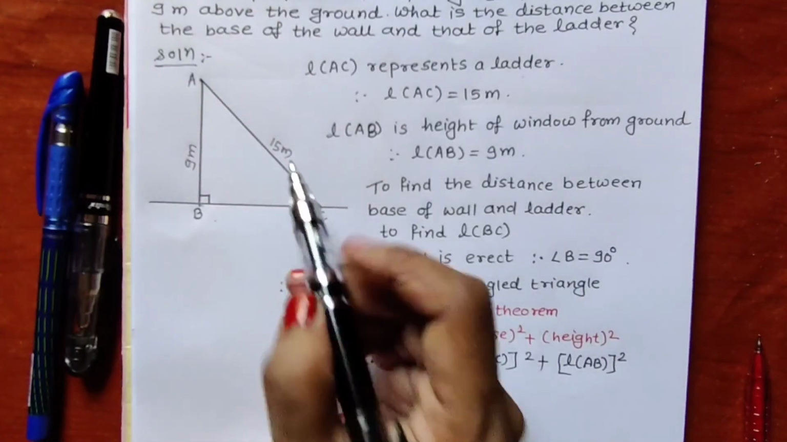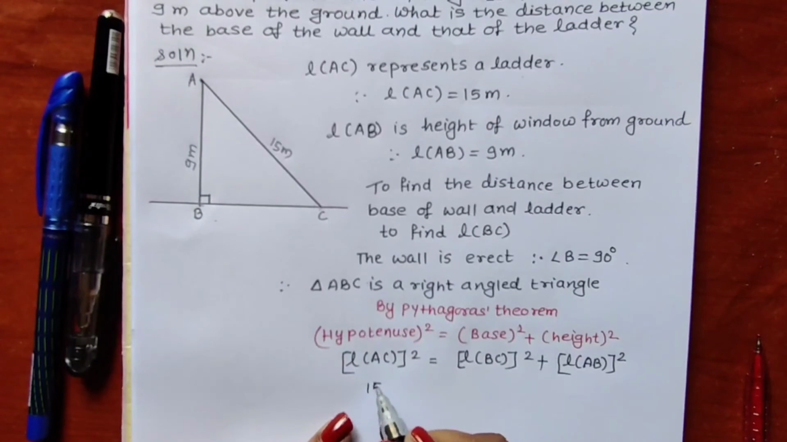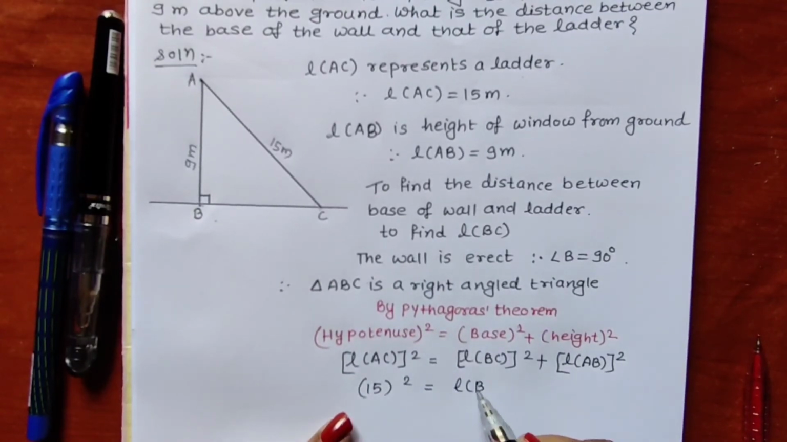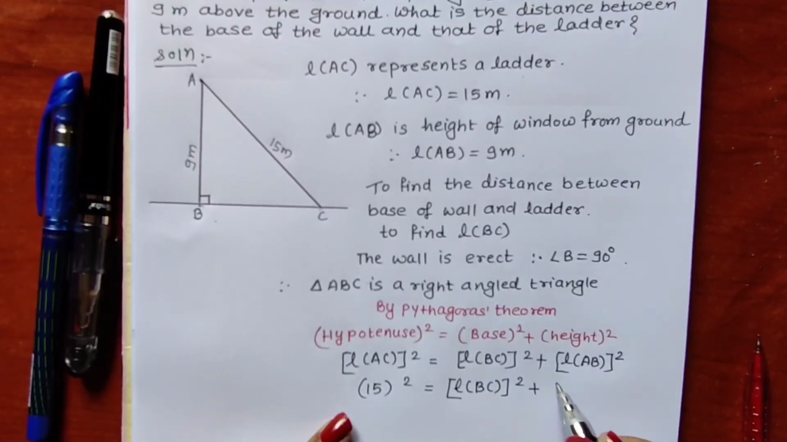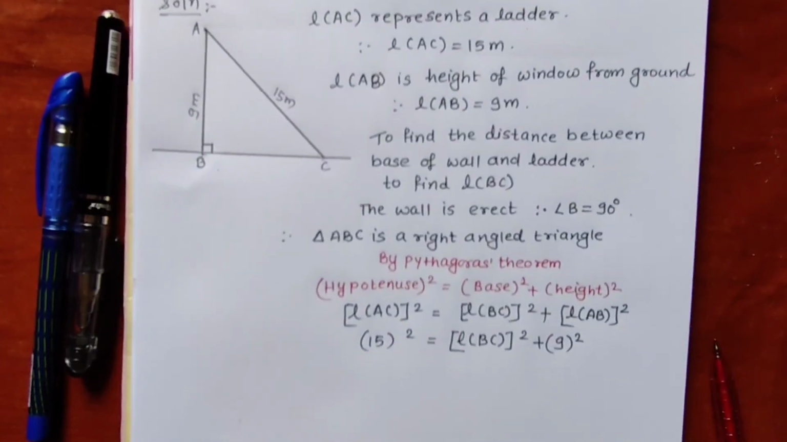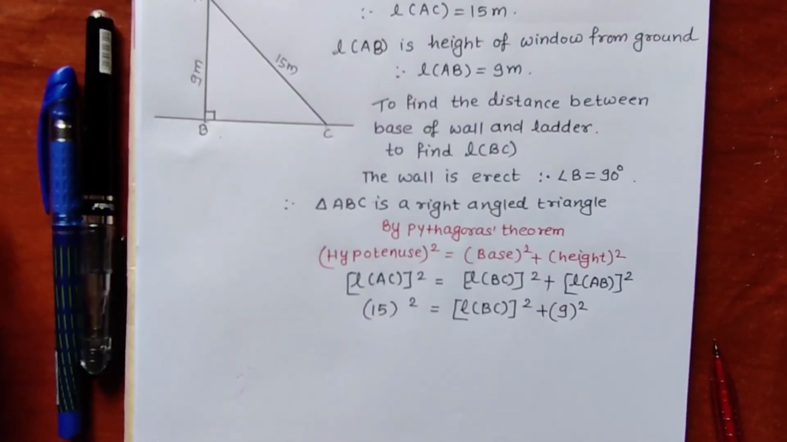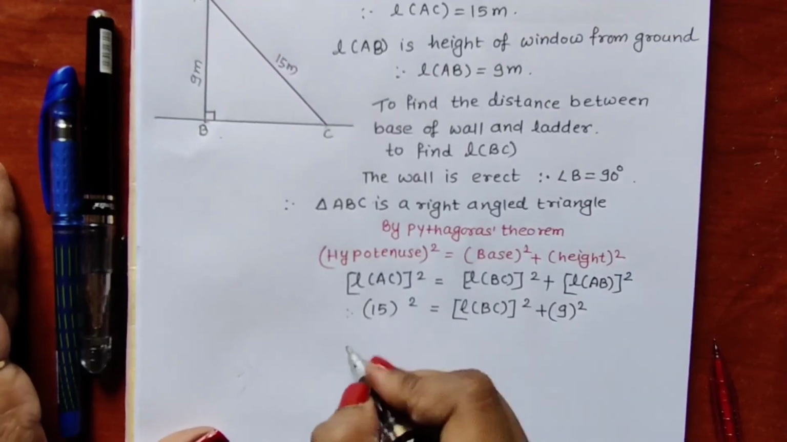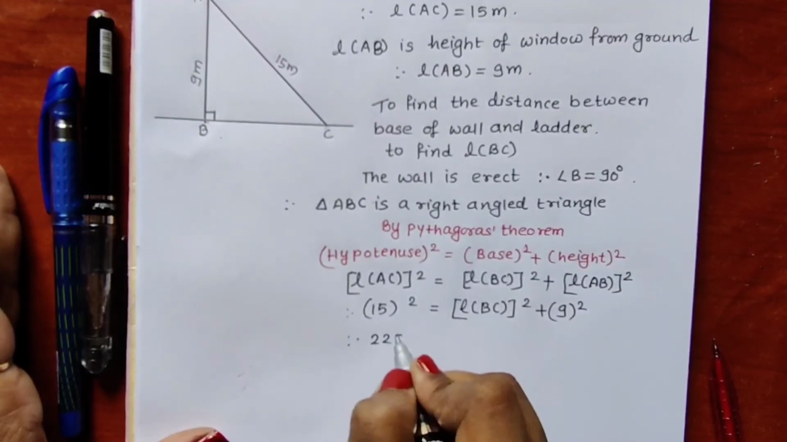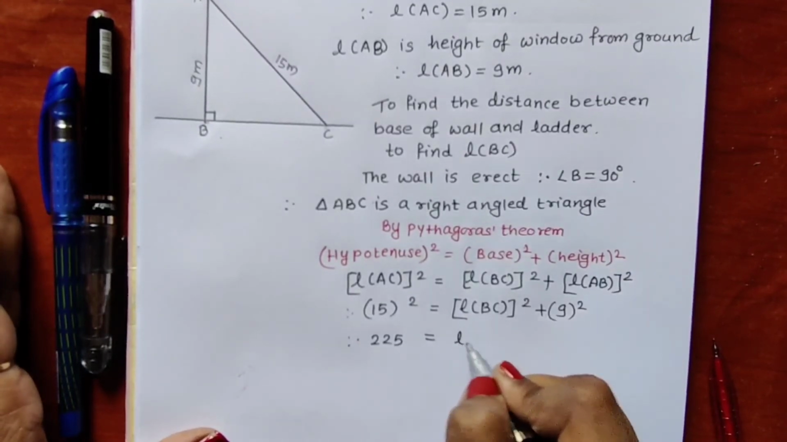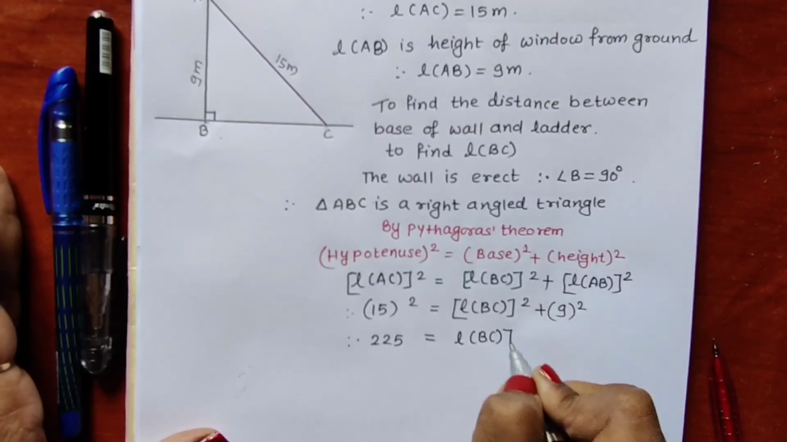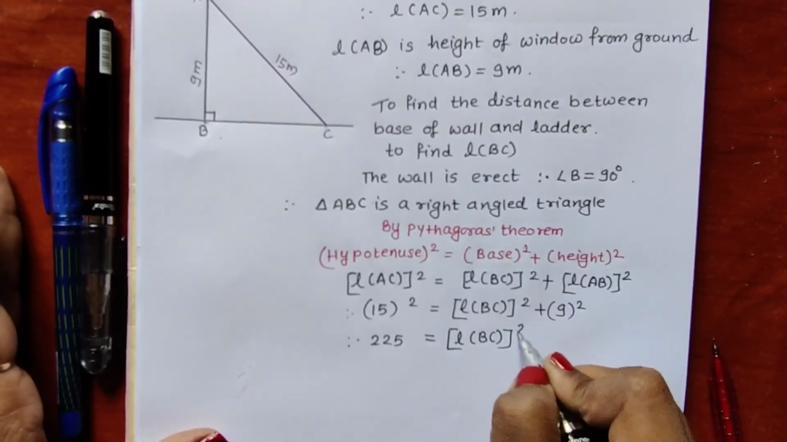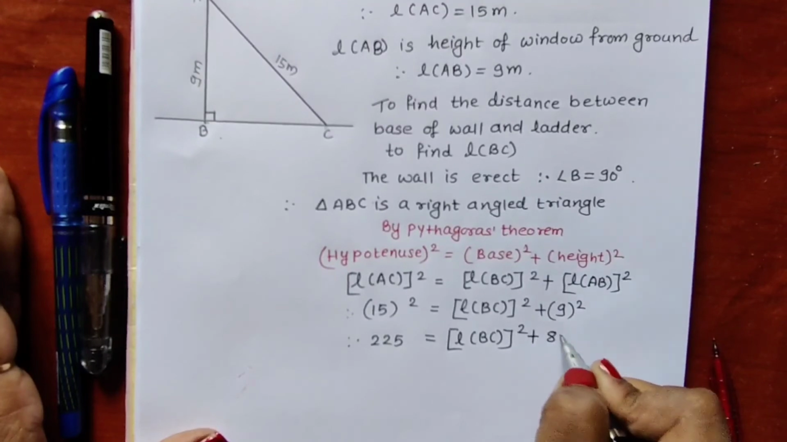AC square, the AC value is 15, so we write 15 square. BC we have to find out, and AB square is 9 square. We first find the values of these squares and then we solve the next steps. 15 square we all know is 225. Length BC square as it is I am writing. 9 square we all know is 81.